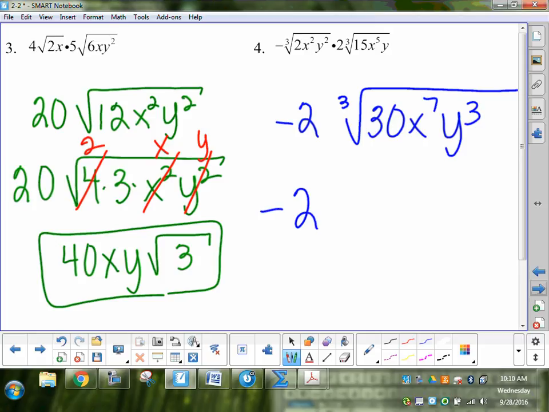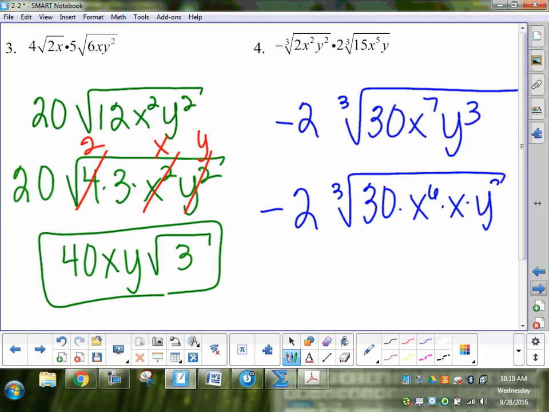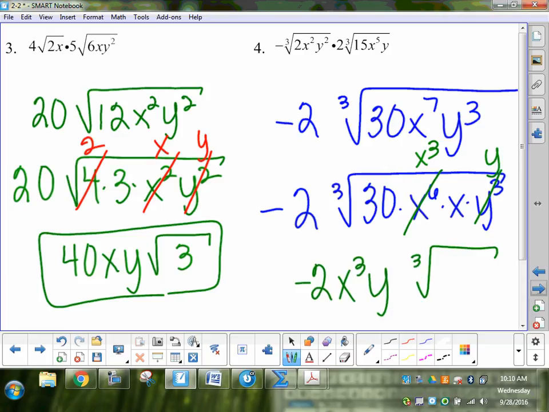So this is -2. This is a cube root here. I will break one thing down. This is 30. This would be x to the 6 times x and y to the 3rd. Why do I need to break it up that way? Because 3 goes into 7 with the remainder of 1. This is going to be an x cubed here, and this is a y here. So this would be -2 x cubed y, and then the cube root of 30x.